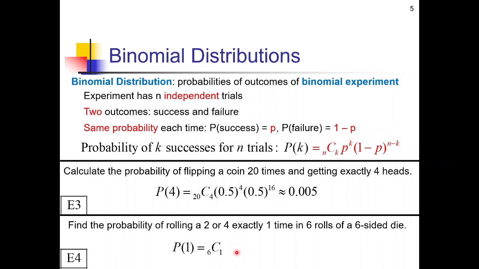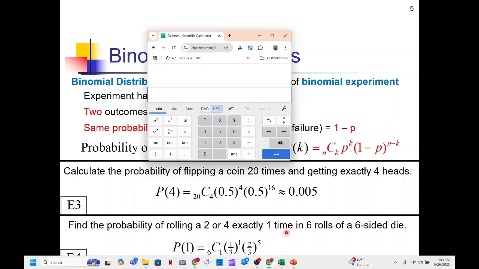So we have 1/3 raised to the k power, which k was 1 in this case, so 1/3 to the 1. Probability of failure is 1 minus 1/3, so 2/3. And the number of failures that we want, if you could say that, it would be the 6 minus 1. We want 5 failures, so 2/3 to the 5th. And now let's just multiply all this out on the calculator.